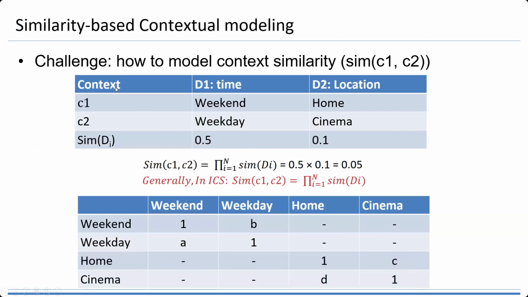So, for example, this is an example. If I have the context C1, and dimension 1 is weekend and dimension 2 is location is at home, okay, and the context C2 is weekday and cinema, like this. And I know that the similarity is, for example, 0.5 and 0.1.